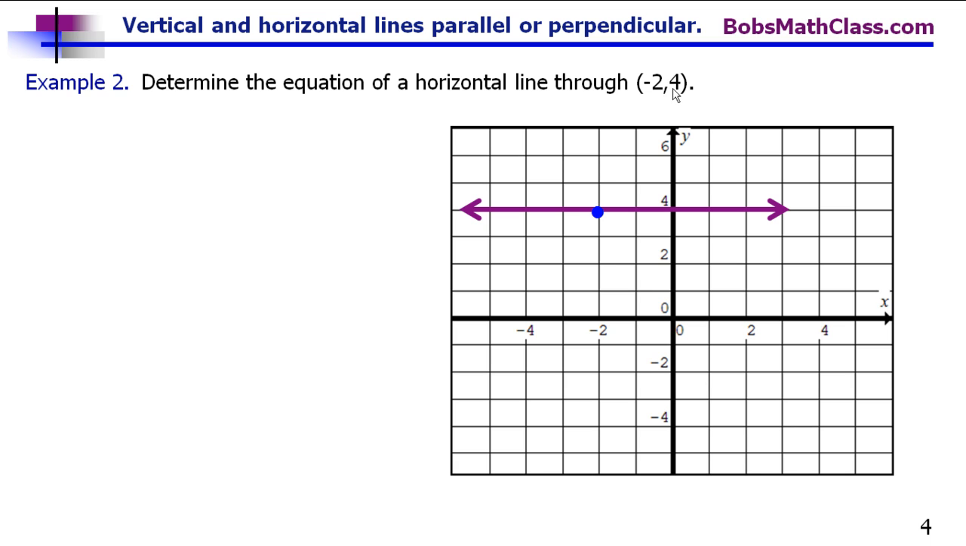So just looking at the point that we have, if we want a horizontal line, it's always going to be y equals the y value of the point. On the last problem, it was a vertical line, so it was x equals a number. So y equals 4.